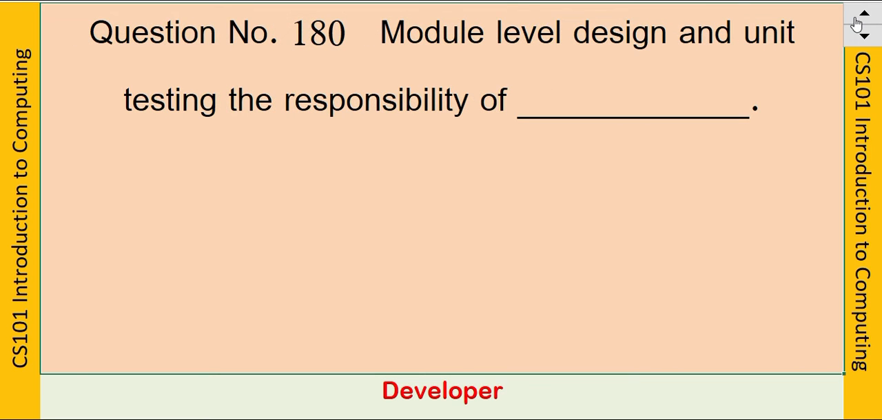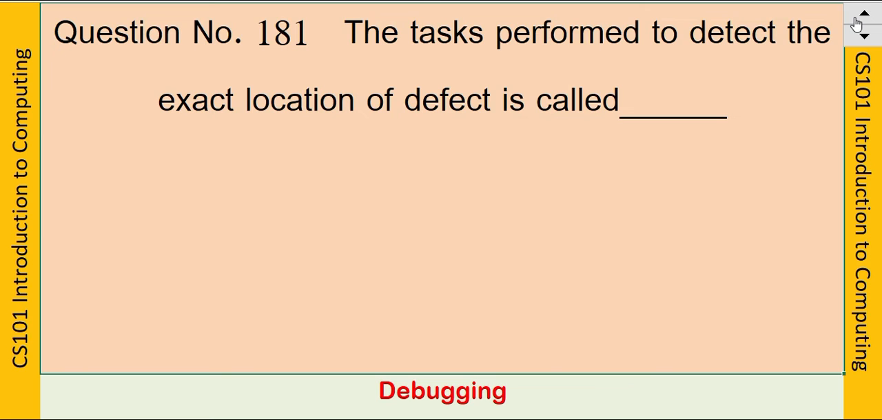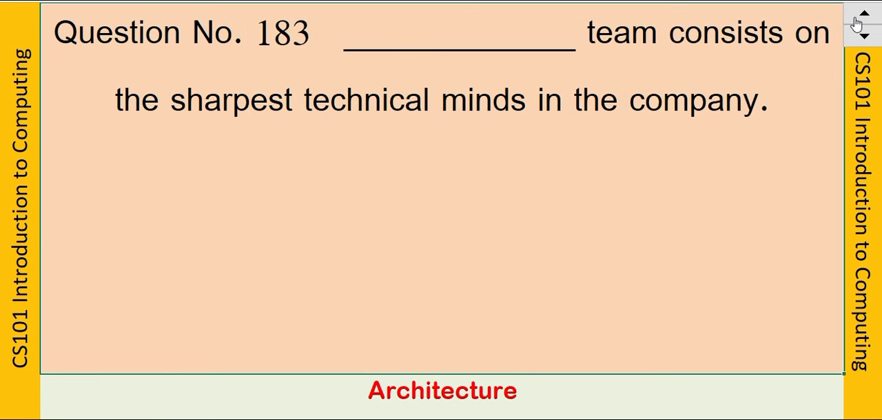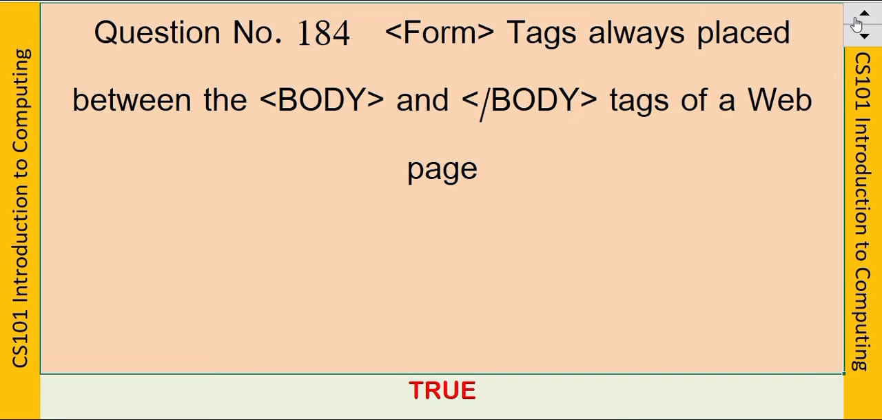Module level design and unit testing the responsibility of developer. The task performed to detect the exact location of defect is called debugging. When actions depends upon the values of multiple variables, we use if else. Architecture team consists of the sharpest technical minds in the company. Form tags always placed between body tags of a web page.